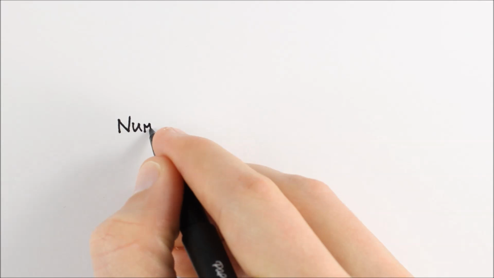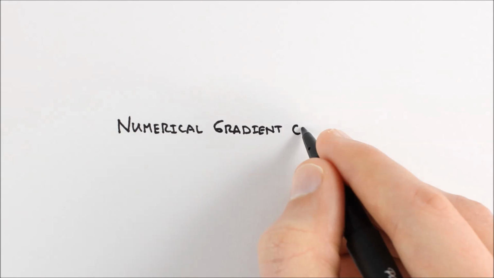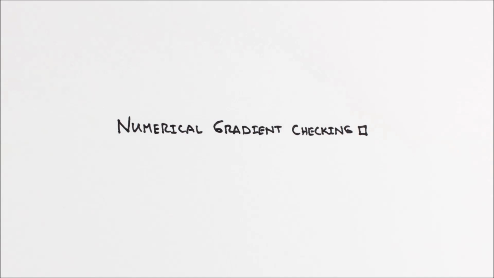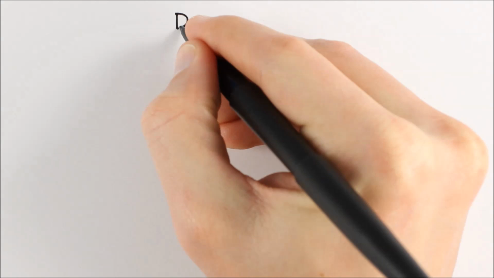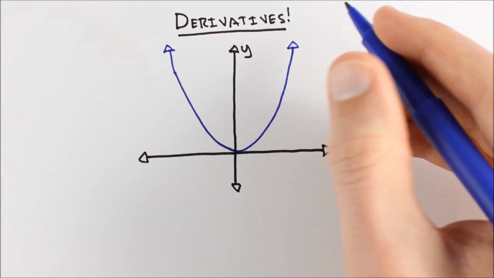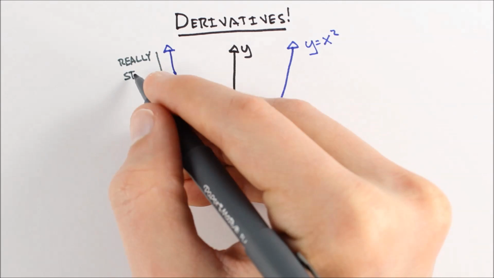We'll combine a simple understanding of the derivative with some mild cleverness to perform numerical gradient checking. If our code passes this test, we can be quite confident that we have computed and coded up our gradients correctly. To get started, let's quickly review derivatives. Derivatives tell us the slope, or how steep a function is.